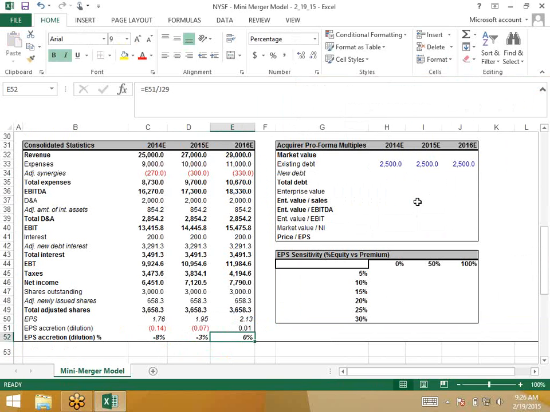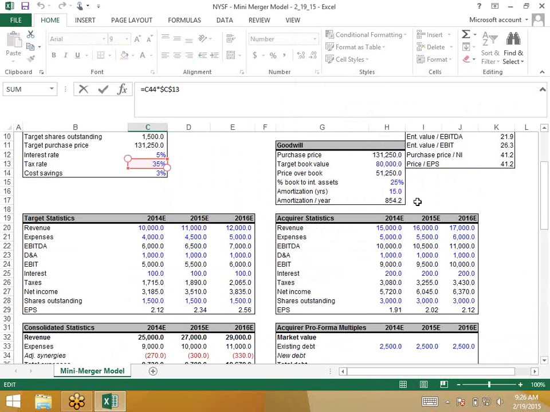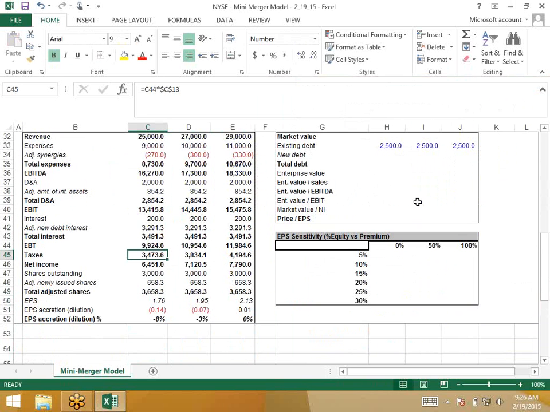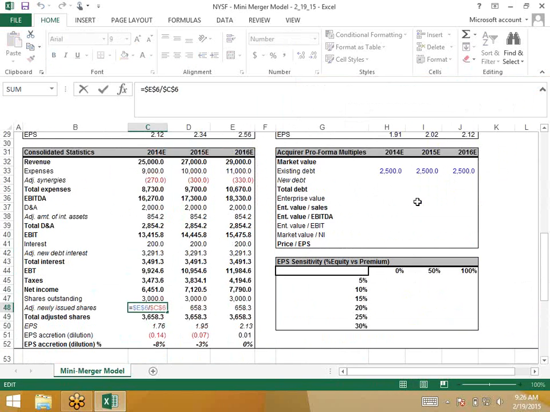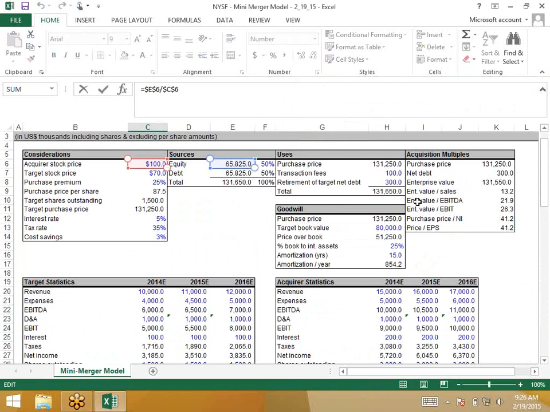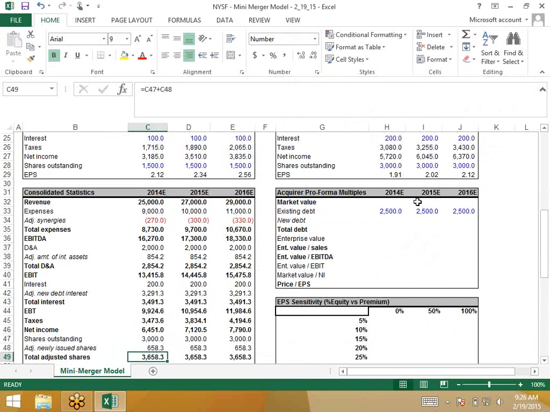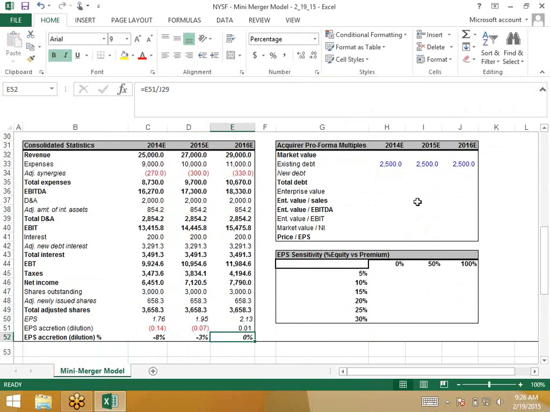Taxes is the EBT times the tax rate, which we listed up above, 35% up of the considerations. And the adjusted newly issued shares is the equity raised divided by the acquirer stock price. You guys okay with this?